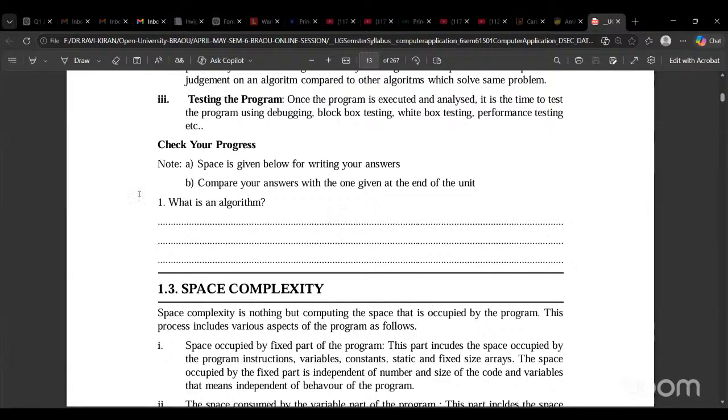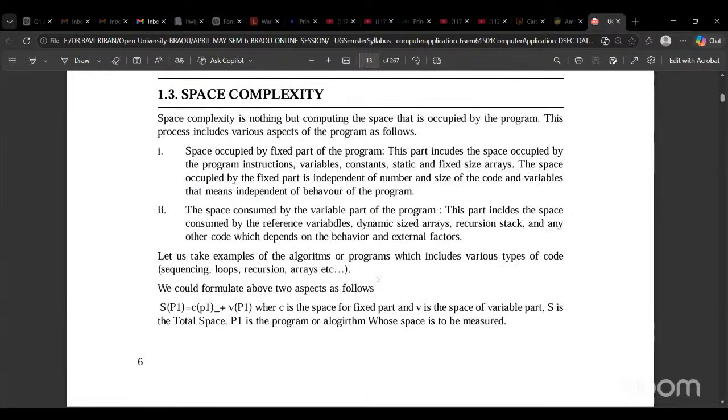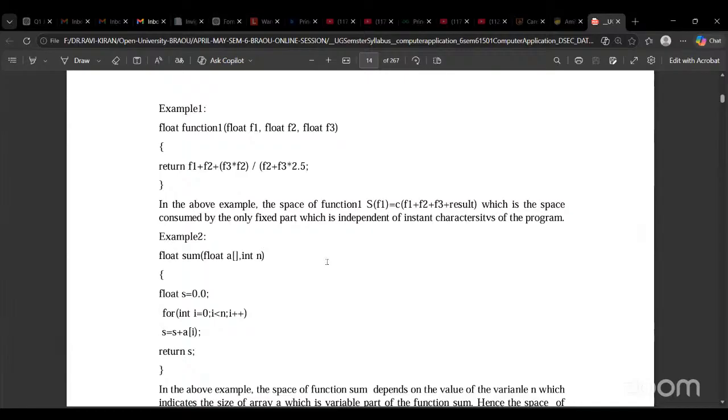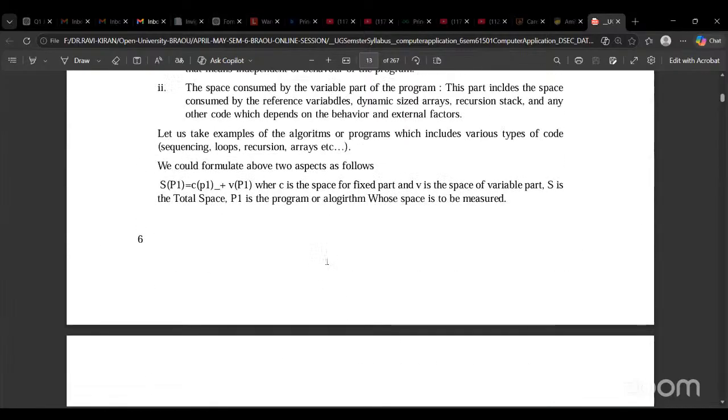Here example questions are given. You can answer these questions. What is an algorithm? Just write it here. The space complexity: how much space is required to complete one particular task by an algorithm. Okay, here, see.